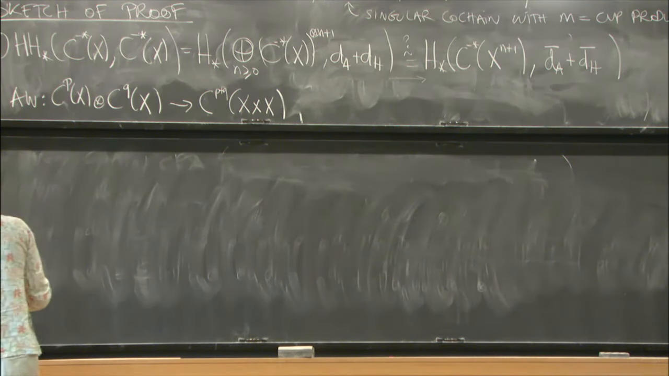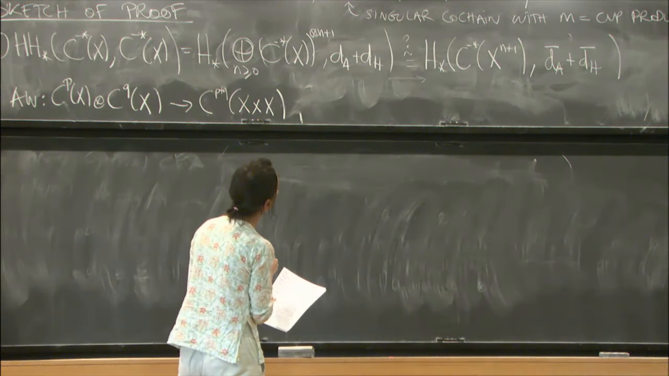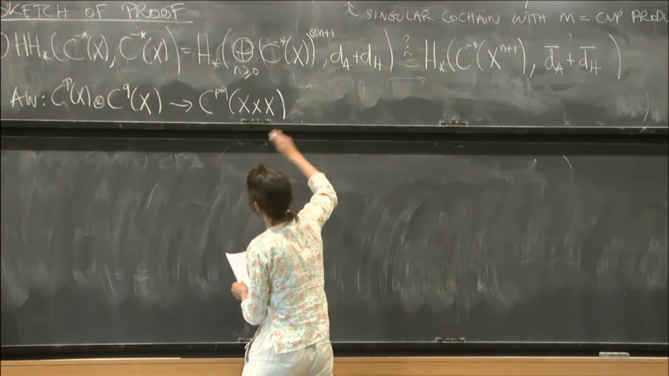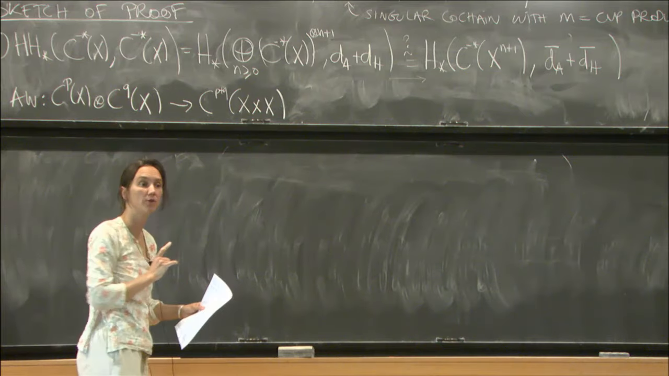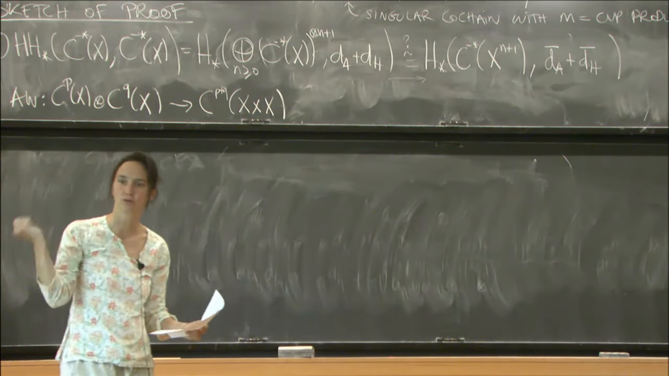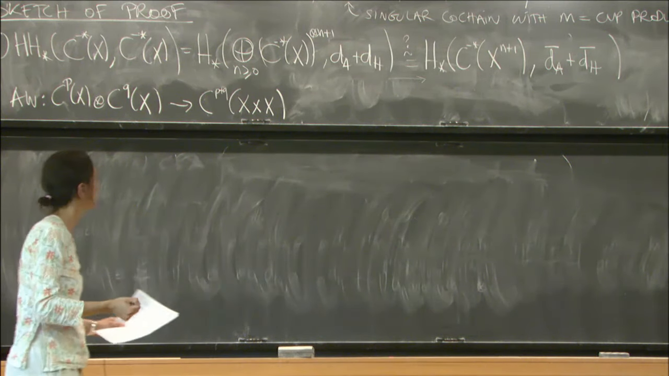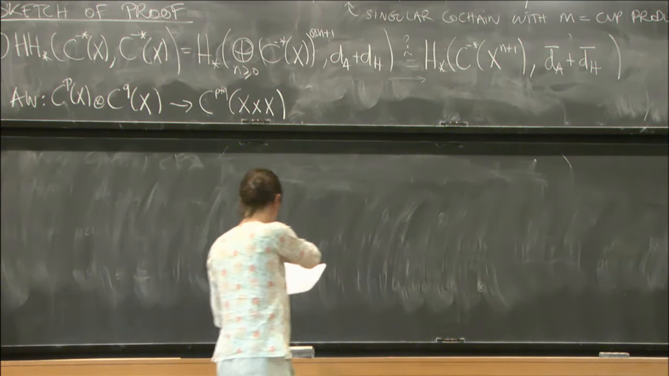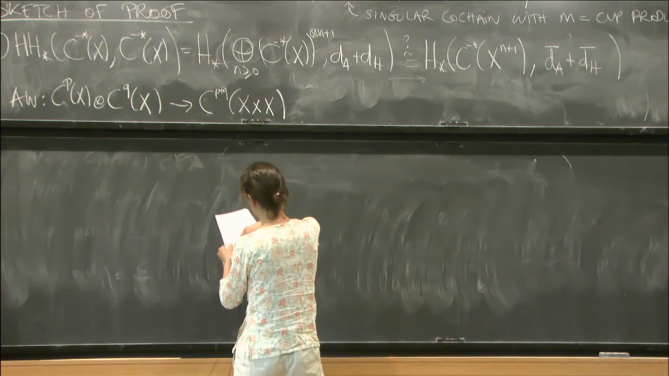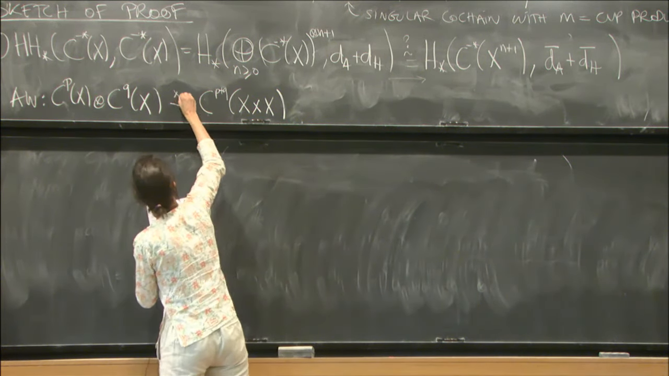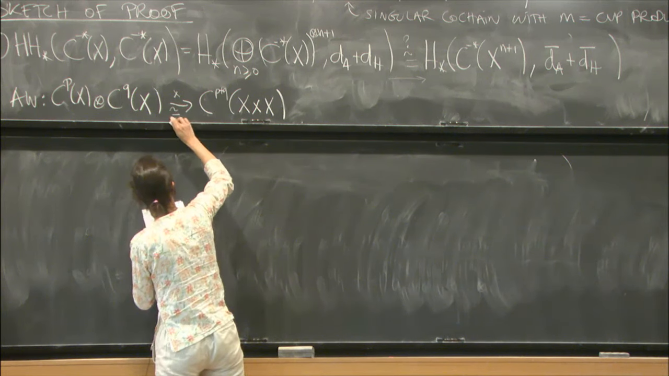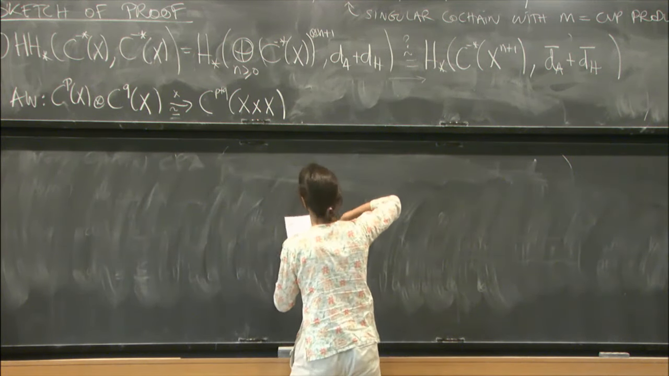Okay. I thought it was going the other way. Let's try. So there are maps both ways. There's one called Alexander-Whitney, the other one called Eilenberg-Zilber. I think this is the Alexander-Whitney. I think this is also the one I need. So let's try. And these are quasi-isomorphisms, so an induced isomorphism in homology.